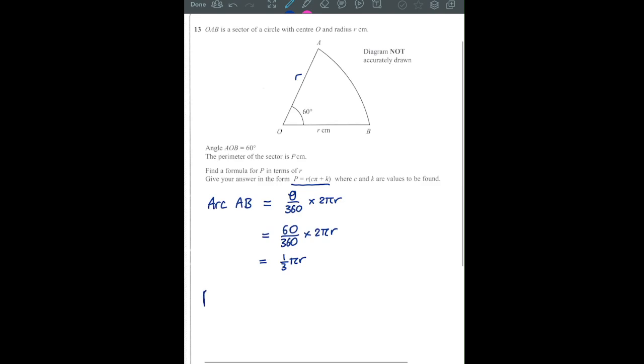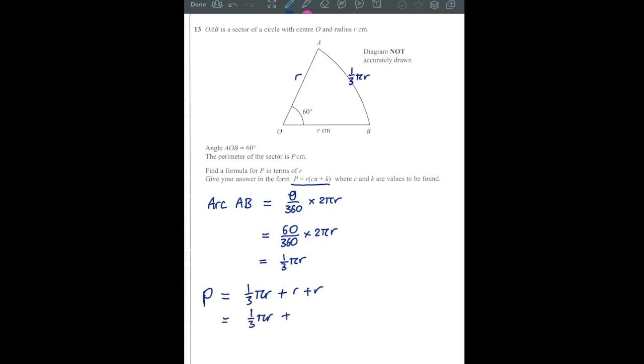So my perimeter, I've got a third pi r there. I've got an extra r and another extra r. So if I add all of that together, I've got a third pi r plus r plus r.